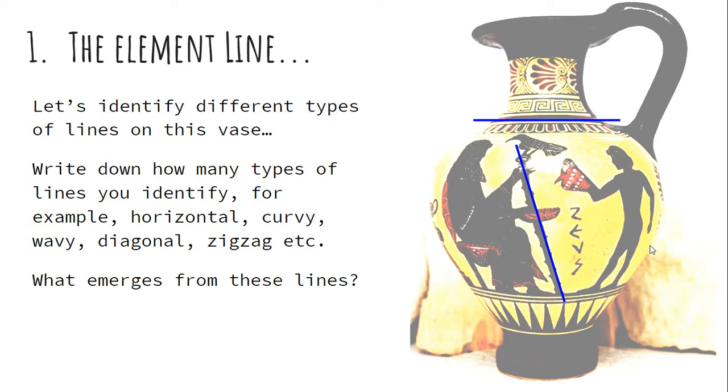So the element line is interesting. And what I want you to do first is to write down all the different types of line that you see in this vase. This is an ancient Greek vase that was used for many things, like we learned about in our previous lesson, from mixing wine and water to containing or storing oils.